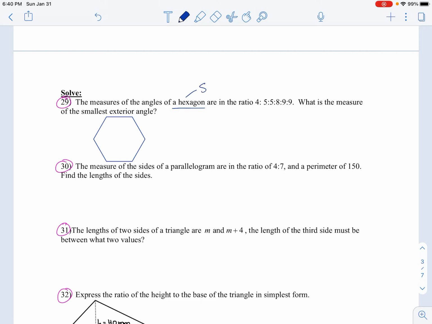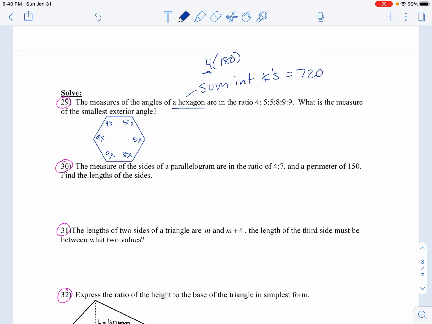So first of all, my sum of the interior angles is going to be 720. And I did that by doing 4 times 180. I got 4 because I did 6 minus 2. I'm going to label them with 4x and 5x and 5x, and make sure you go in order here. And 8x and 9x and 9x. And I don't know my multiplier. That's what I'm trying to find first.